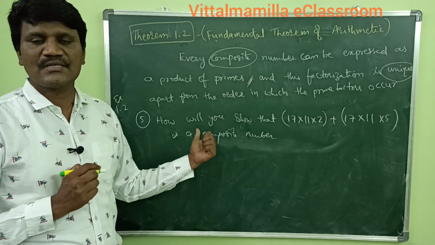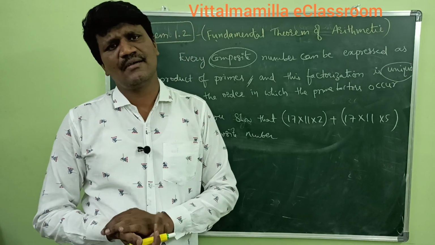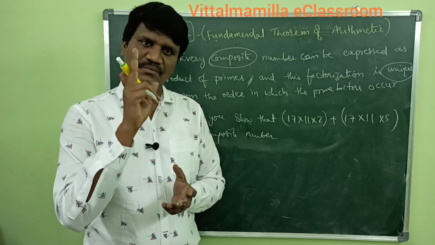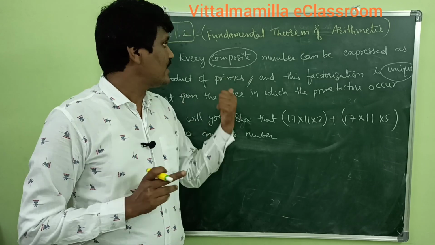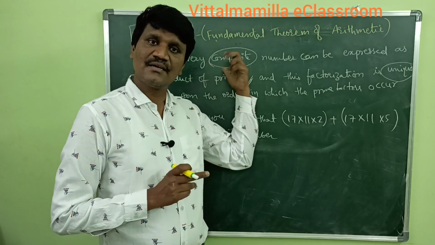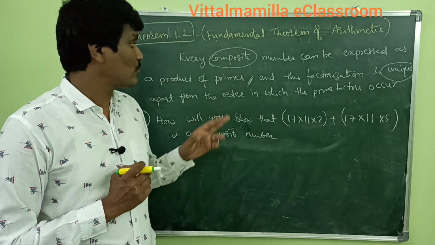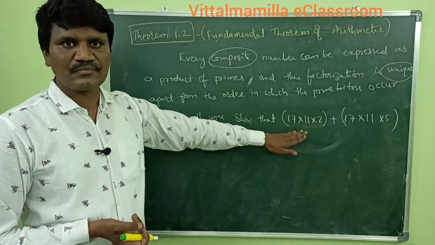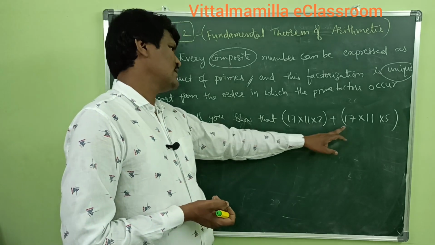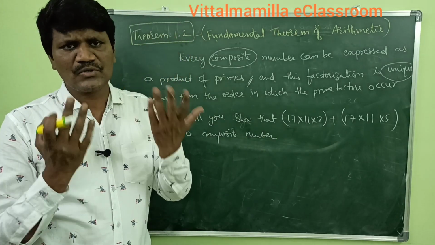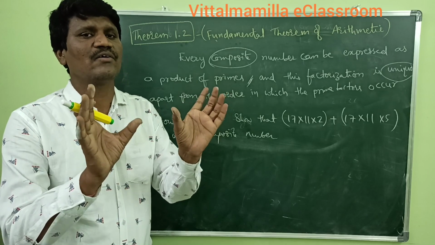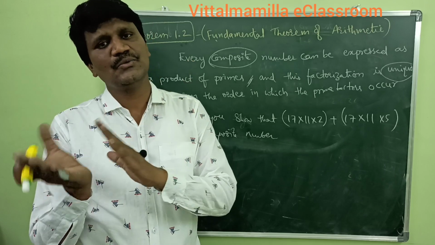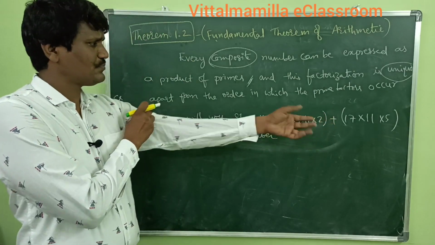So we know, what is a composite number? A composite number is a number which is not a prime, and we know every composite number can be written as a product of prime numbers. Now let us do this problem. How will you show that this is a composite number? Composite number means the number should be a product of any two numbers, not necessarily prime.